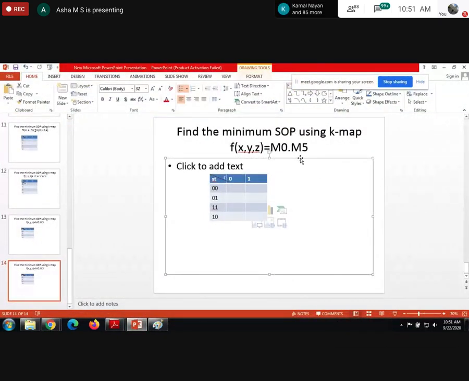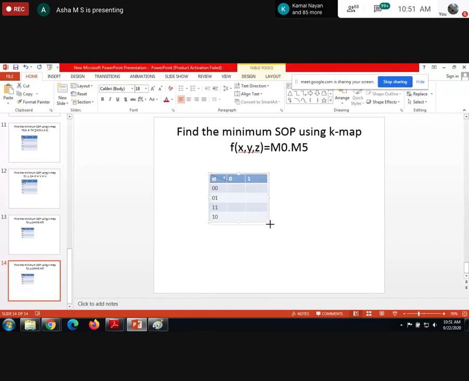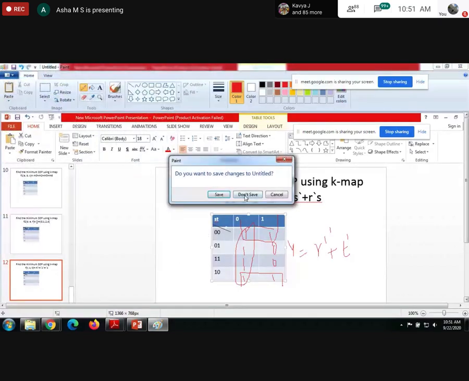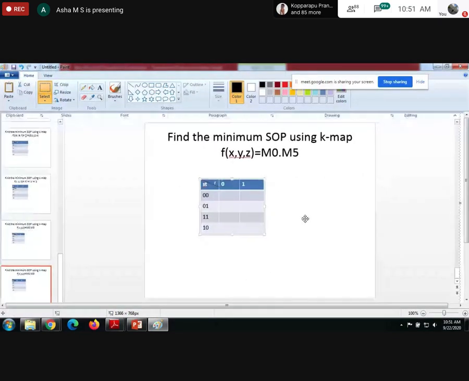Copy this problem. Find the minimum SOP using K-map. F of XYZ. They have used three variables X, Y, Z, and they are given M0 dot M5, M0 into M5.